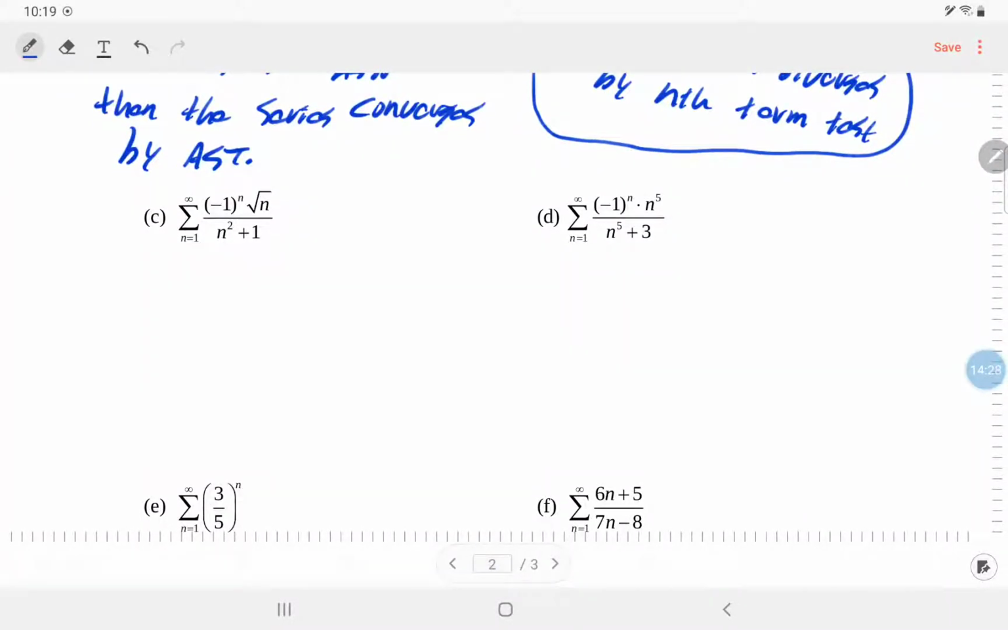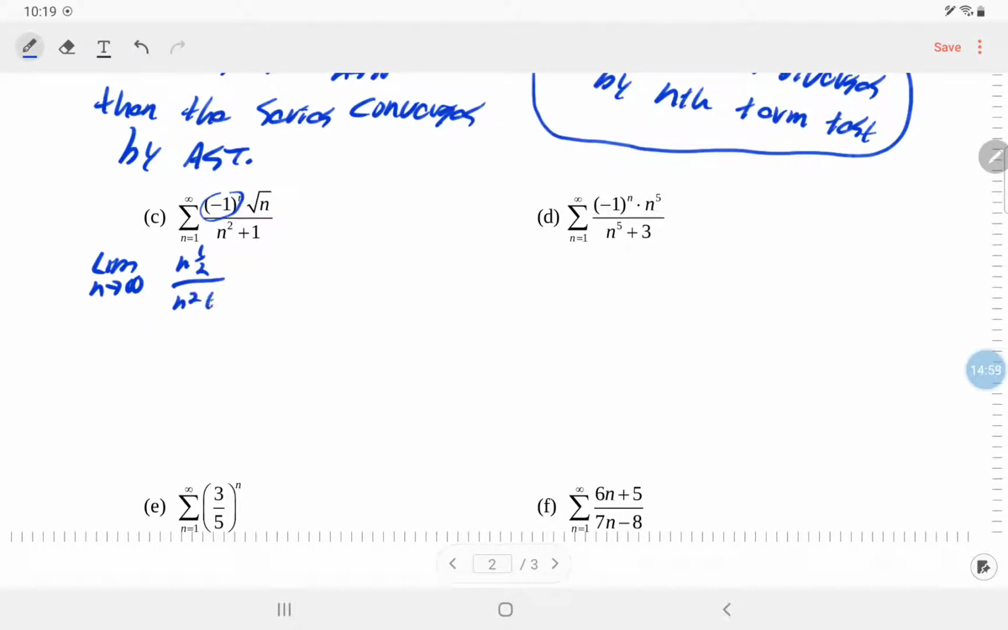Okay, this one, does it alternate? Sure does. Again, does it decrease? Maybe that's not quite as easy to see, or maybe you don't want to write down all the terms. Let's take that limit as n approaches infinity again. If this checks out, then I'll try the whole decrease and try a few terms and see if it makes sense. So I'm going to rewrite the square root of n as n to the half.